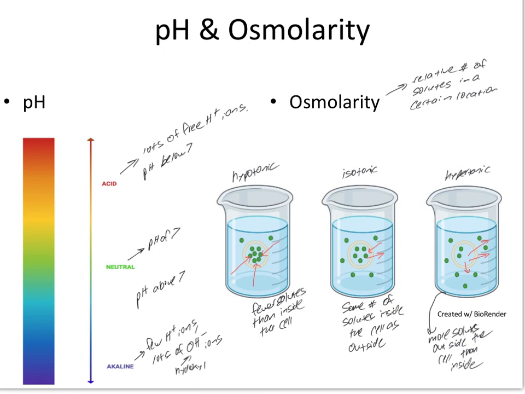So I think the thing that tends to trip people up a little bit is just remembering with the hypo, iso, and hypertonic, where the water ends up going and what will happen to the cell. So hopefully this helps remind you what will happen in those different situations.